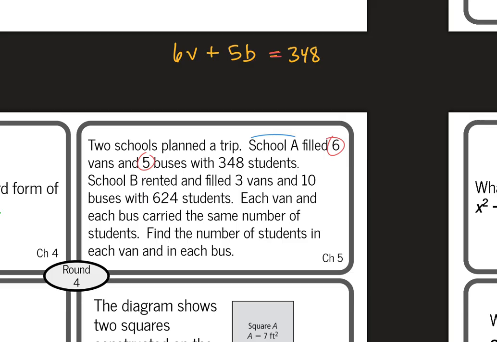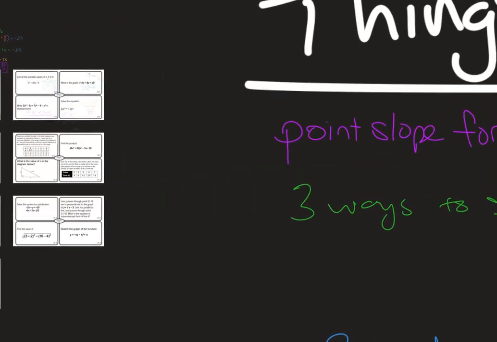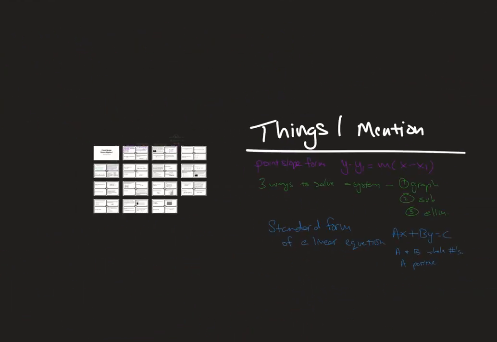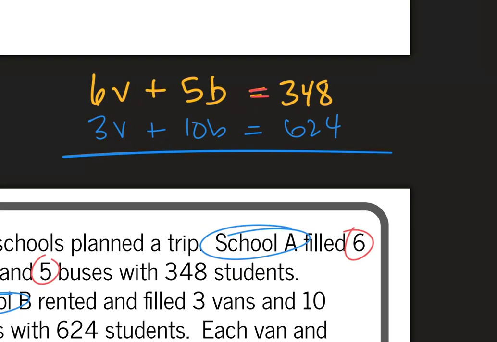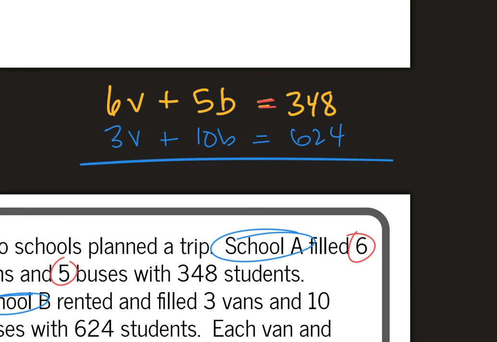All right, so that's scenario A. Scenario B, where are you at? B, 3 vans, 10 buses, 624 students. This is a system of equations. I could do a graph, I could substitute, I could eliminate. I'm going to do elimination because I love to do elimination. It's so easy. I'm going to multiply the bottom equation by negative 2 because I'm going to cancel out my v's. So I get negative 6v on bottom minus 20b equals negative 1248.